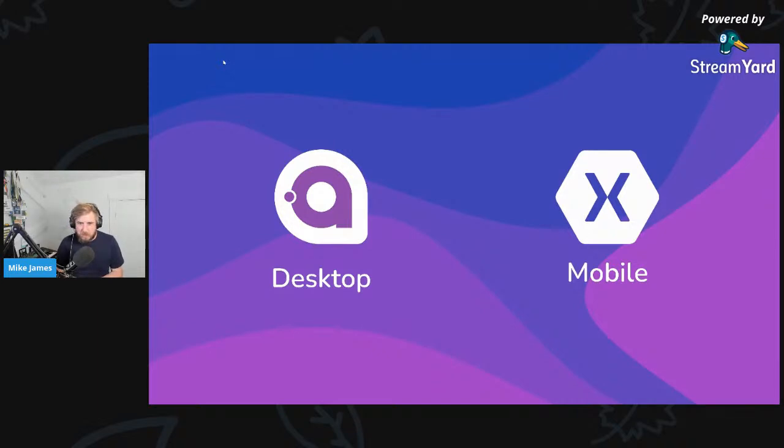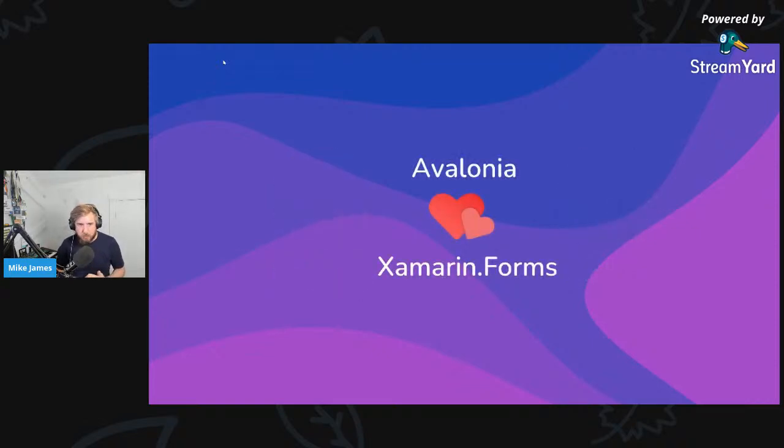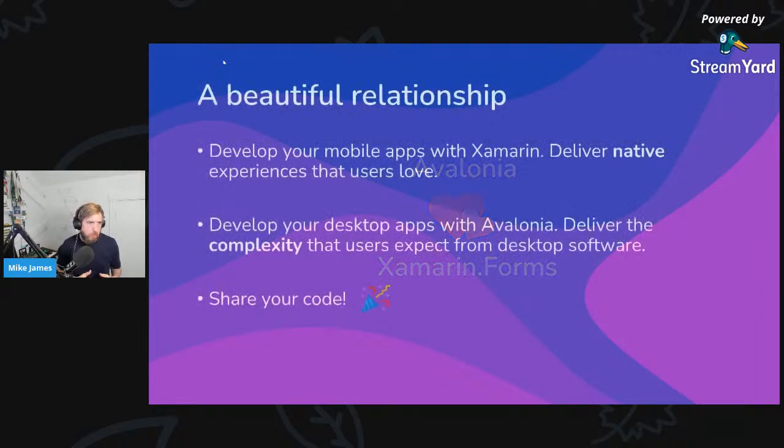But to then try and take a framework that has been focused on a particular paradigm and just bring that over to a new paradigm presents, I would say, some issues. So my view is that you should be using something like Avalonia for your desktop applications and Xamarin for your mobile applications. So Avalonia and Xamarin.Forms can coexist in a kind of beautiful relationship. So build your mobile apps with Xamarin and deliver that native experience.